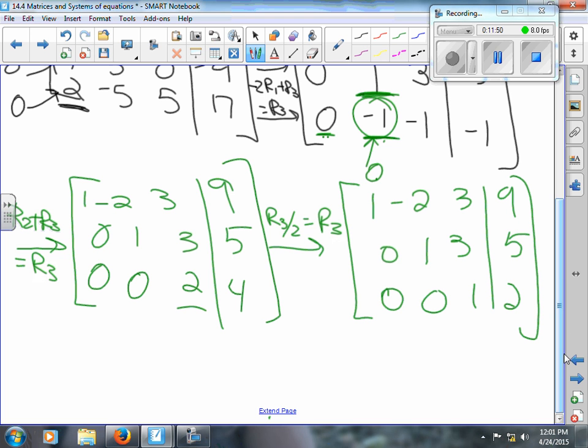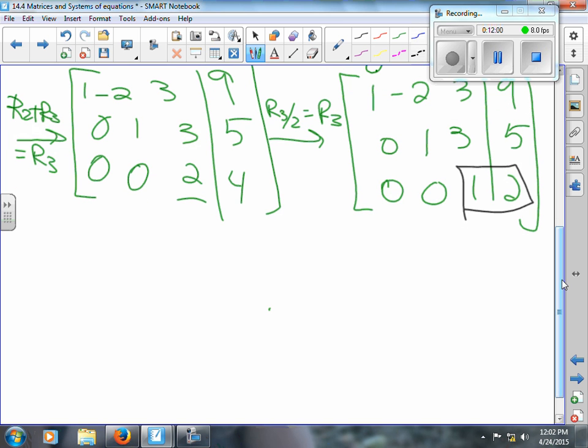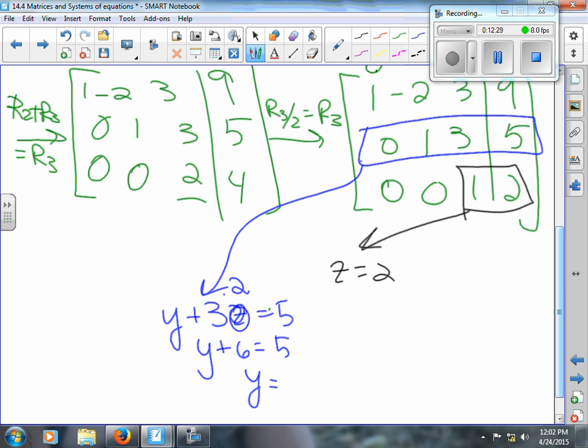Okay, and then at this point we are in row echelon form, and you can read from the bottom here and back substitute just like we did with our systems of equations, because the bottom equation tells me that 1z equals 2. And then if you look at the second row, that tells me that 0x plus 1y plus 3z equals 5, but I know that z is 2. So I'm going to replace that z with 2. So y plus 6 is 5, and so y is -1.